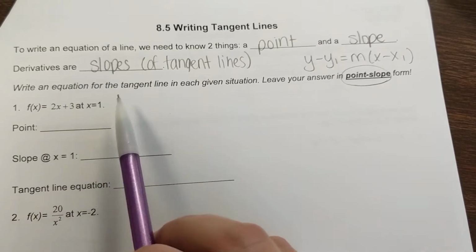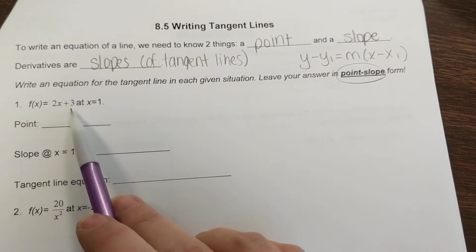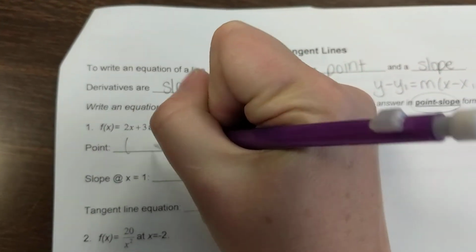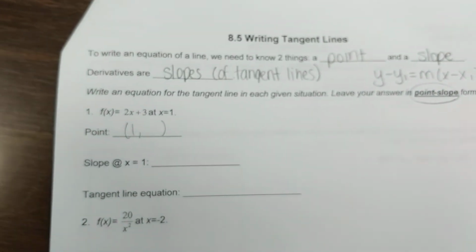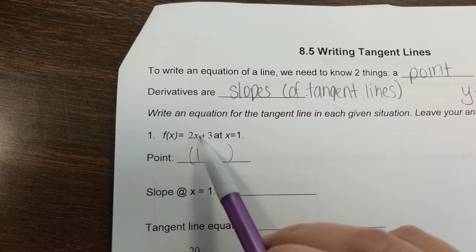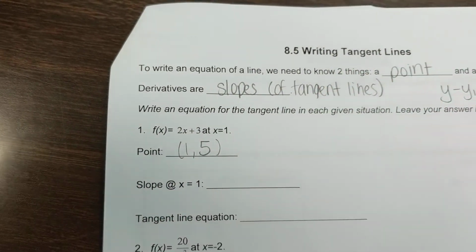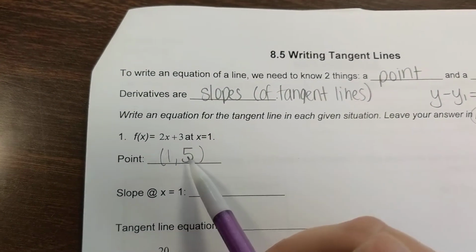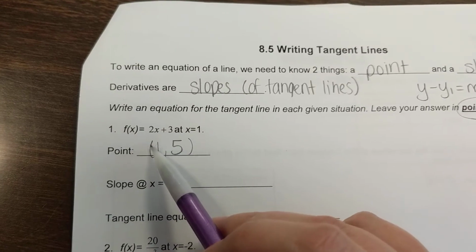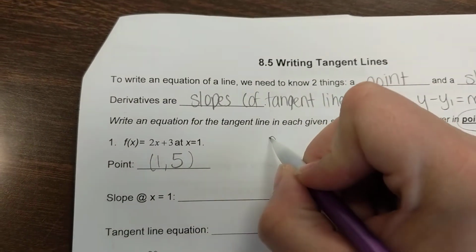So here it says write an equation for the tangent line of f of x equals 2x plus 3 at x equals 1. So the first thing we need to know is what's the point. So if I'm going to plug in x equals 1, 2 times 1 plus 3 is 5. So now I've got my point, and now to find the slope at x equals 1, we need to do the derivative to find the slope. So let's do that work over here.